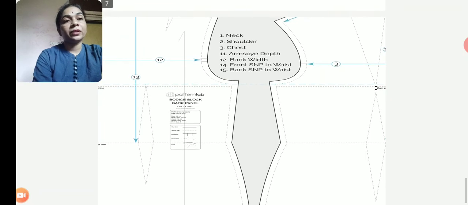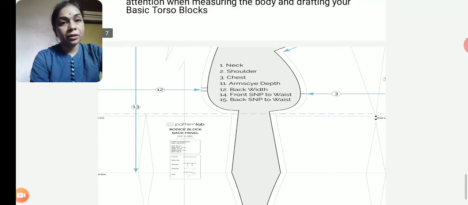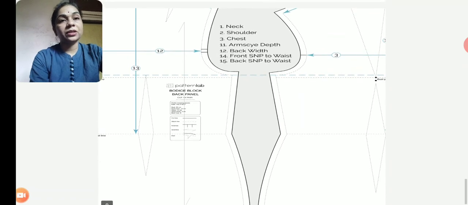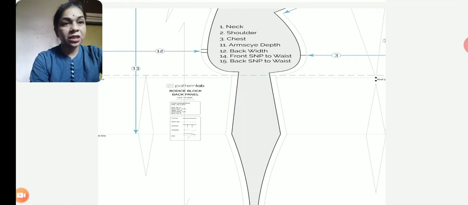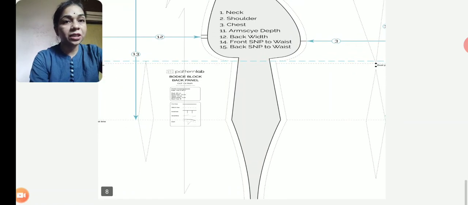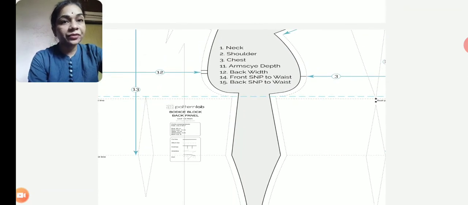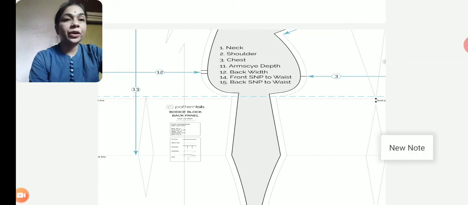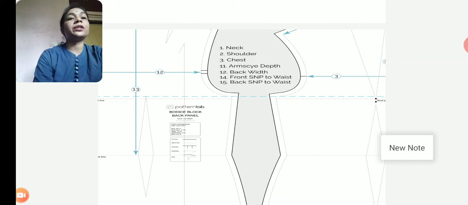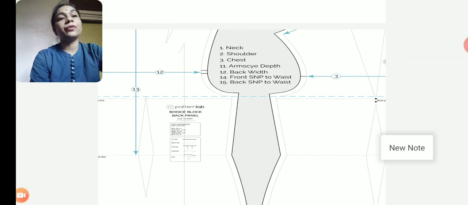So here are the delicate measurements which we require to make a perfect bodice sloper. First is neck, second is shoulder, third point is chest. Point 11 is arm side depth, point 12 is back width, point 14 is front SNP to waist, and point 15 is back SNP to waist. So before we start to make a bodice block or a torso, we have to check these measurements.